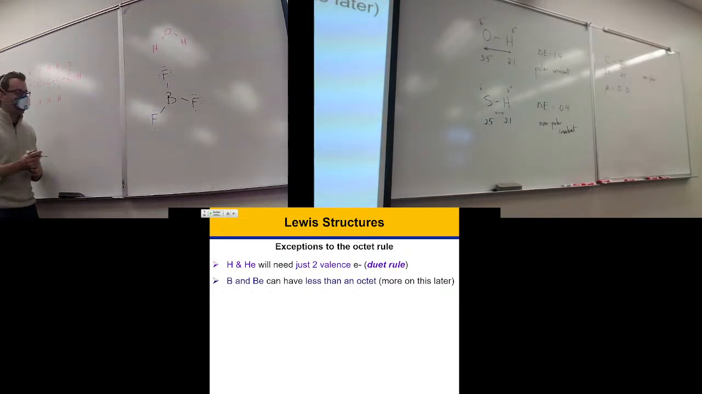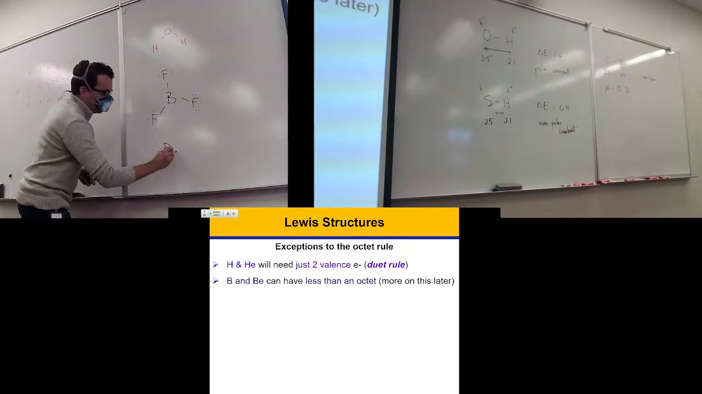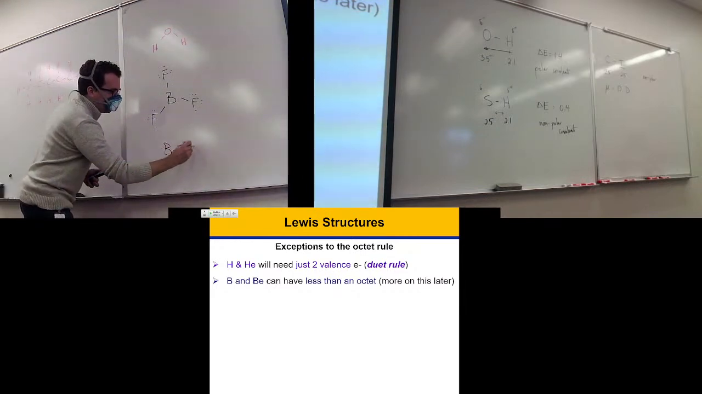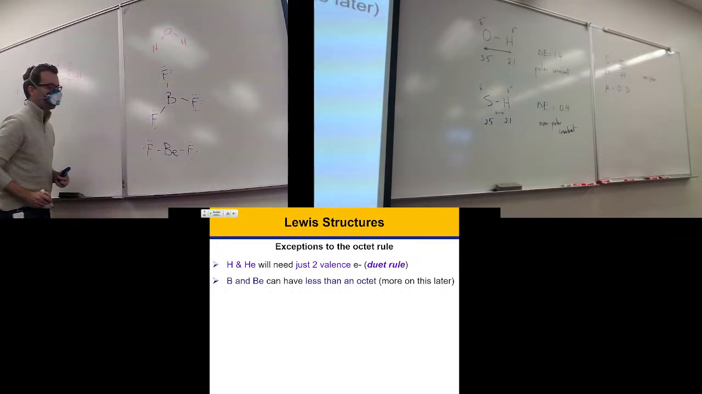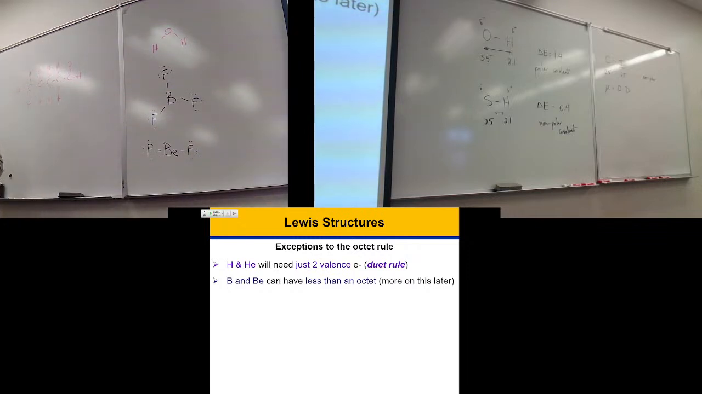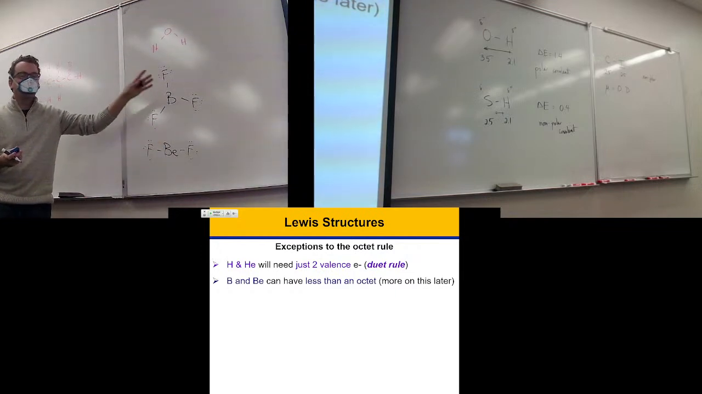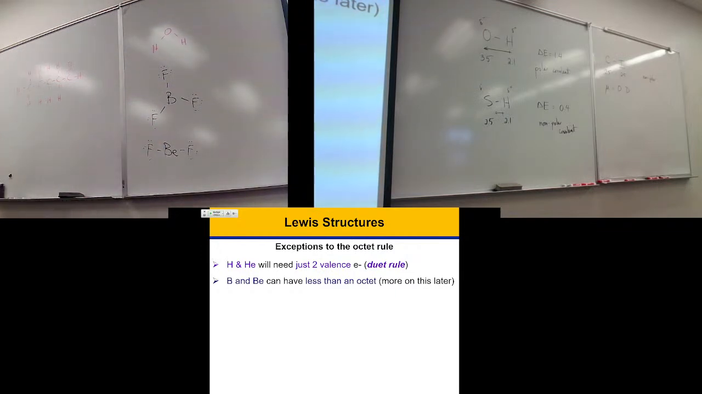Beryllium is actually the same way. You can make these weird BeF2 compounds, and this beryllium only has 4 electrons around it. Anyway, so these two kind of break the octet rule by having fewer. However, carbon, nitrogen, oxygen, fluorine, a lot of the nonmetals have to follow the octet rule.